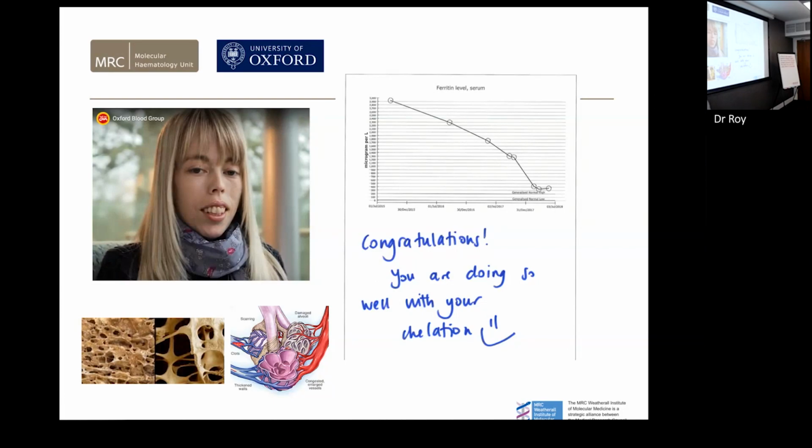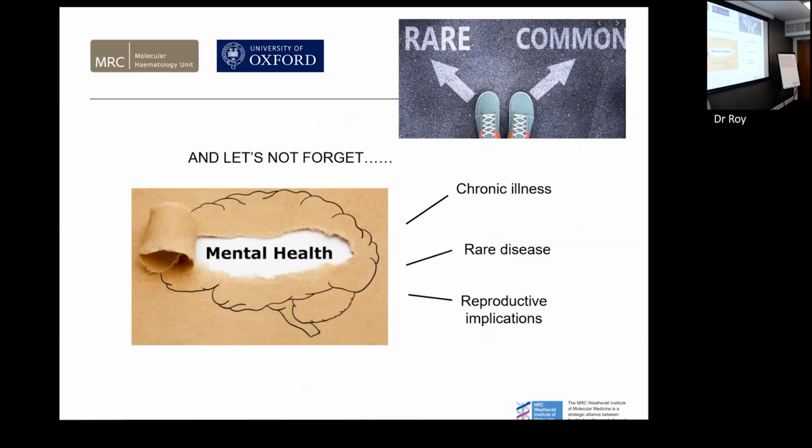But this is something that I sent her, and I always think it's so helpful to print out the graphs for the patients, because the ferritin doesn't mean anything to them. But when you see the line coming down, you feel like we're getting somewhere. And so I would print it and give it to her so that she could see the progress, and she's doing really well.